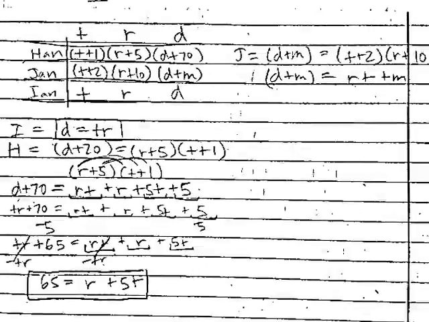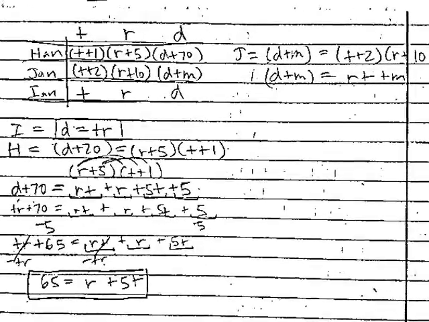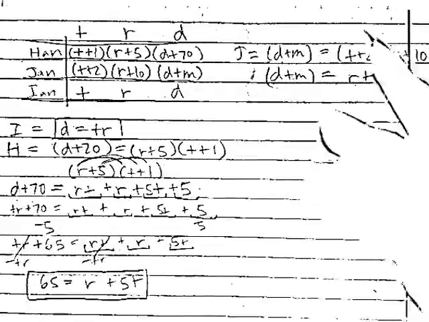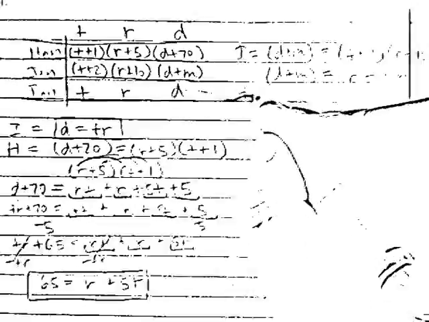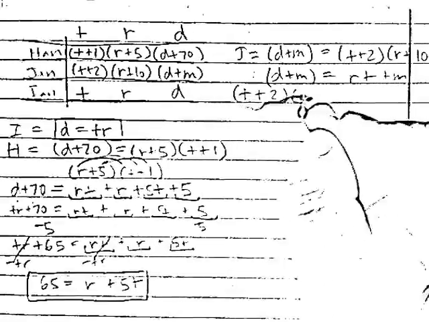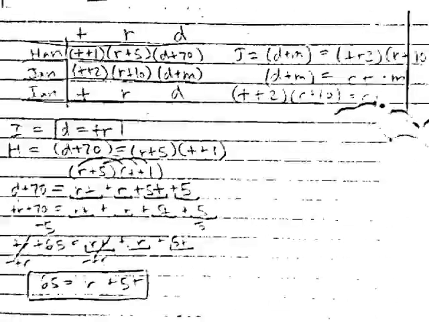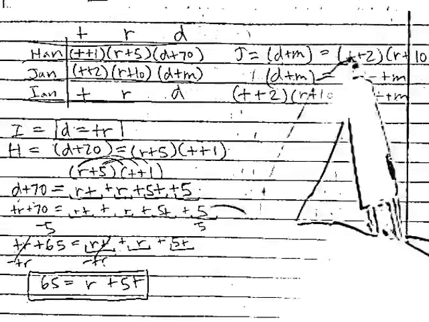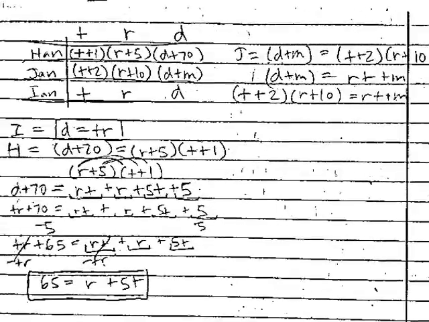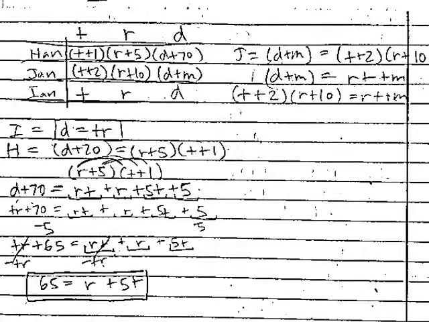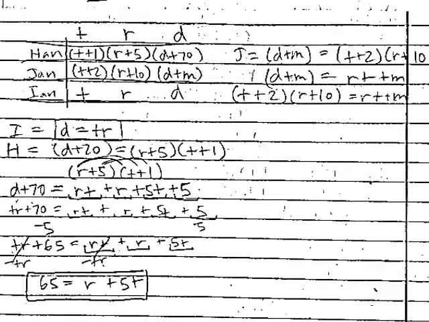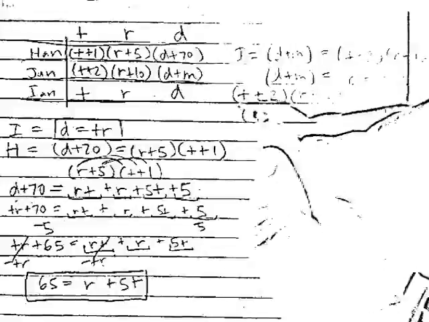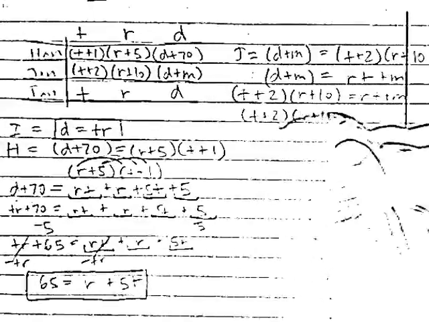Since these are equal, and these equal the same thing, I could easily write it as t plus 2 and r plus 10 equals rt plus m. See? Because these two equal the same thing, they should be equal to each other as well. And so I had to multiply this out, t plus 2 and r plus 10.